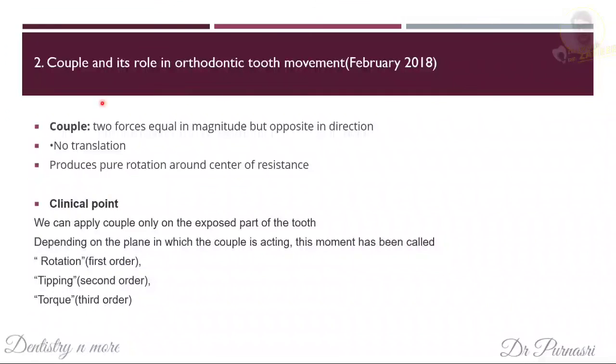The next question is couple and its role in orthodontic tooth movement. So first you can define the couple and then you can tell about its role. Couple means two forces equal in magnitude and opposite in direction. Whatever is the net force that is acting is called the couple. So there is no translation because the forces are equal in magnitude and opposing each other, so they cancel out, so there is no movement of tooth.